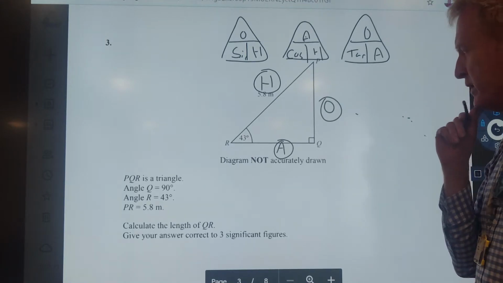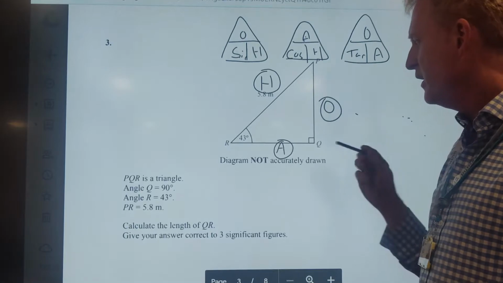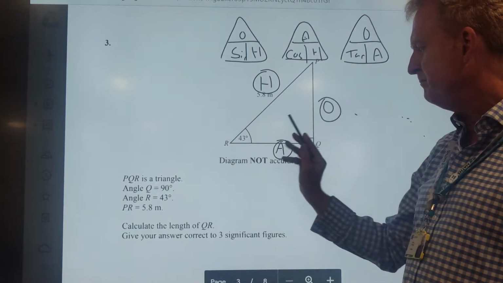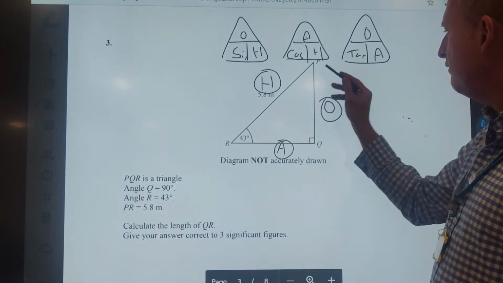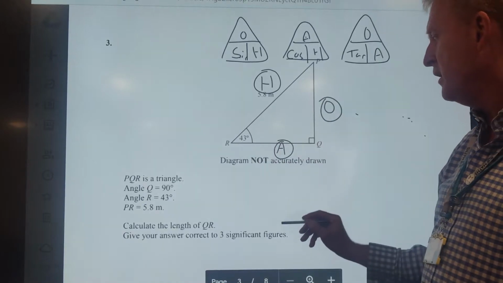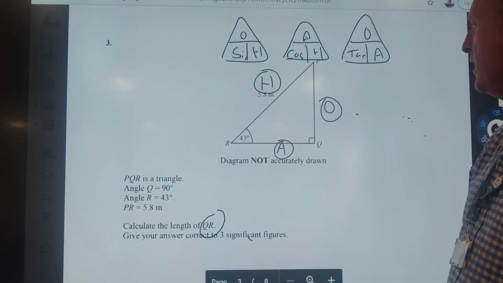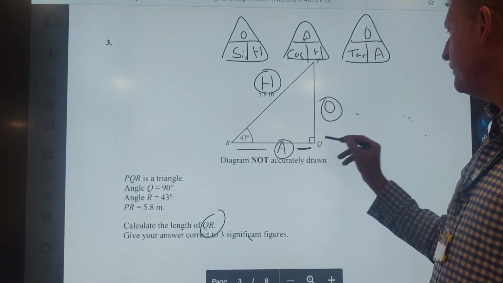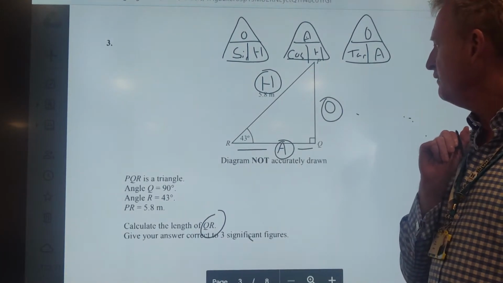So let's have a little read of this question. PQR is a triangle. You've got the right angle here, and it tells you it's going to be a trigonometry question. You've got the angle in the question. You've got PR, that's that side there, the hypotenuse, and you're being asked to calculate the length of QR. QR is going to be this side at the bottom here, and that's going to be my adjacent side. I need to write my answer to 3 significant figures.